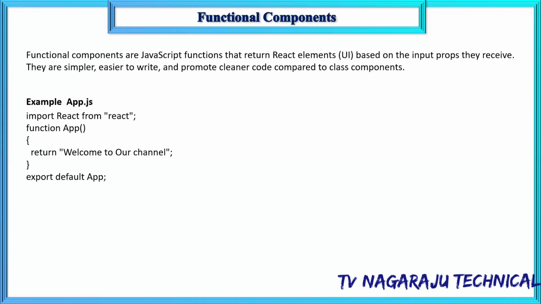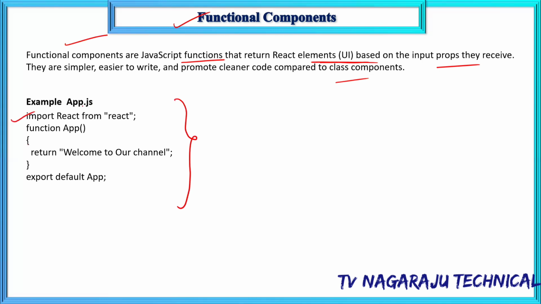Now, coming to this functional component, these are normal JavaScript functions. It returns the user interface, that is React elements, based on some props. Simply, props means the properties they receive. That means the component generally receives some properties, and based on the properties, it produces some user interface components. Compared to class components, these functional components are easy to develop. Clear?